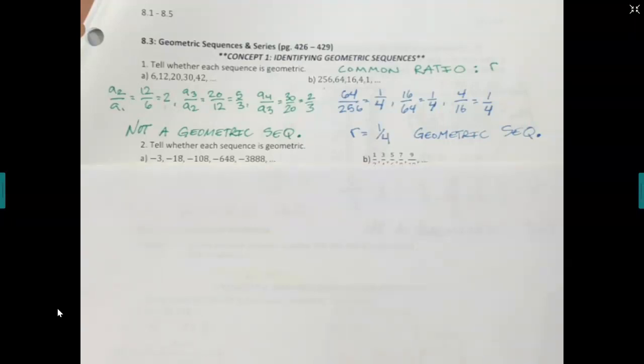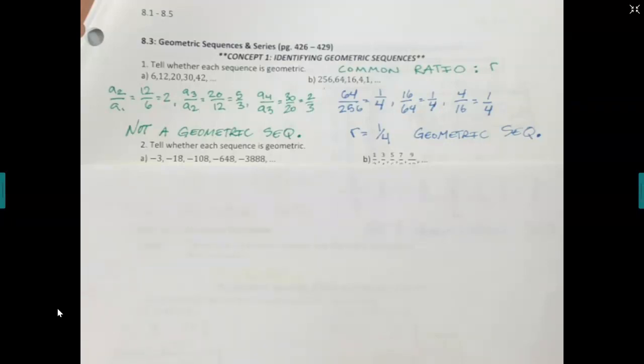As opposed to B, where it goes 256, 64, 16, 4, 1. Well, 64 divided by 256 is 1/4. 16 divided by 64 is 1/4. 4 divided by 16 is 1/4. Therefore, we do have a common ratio. What's happening every time is we're taking a fourth, or dividing by 4, and that is our geometric sequence.